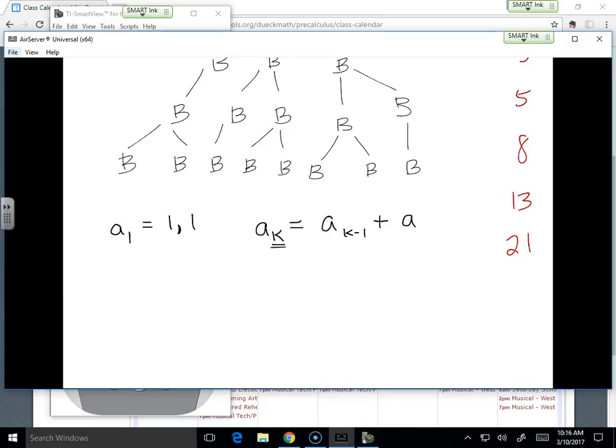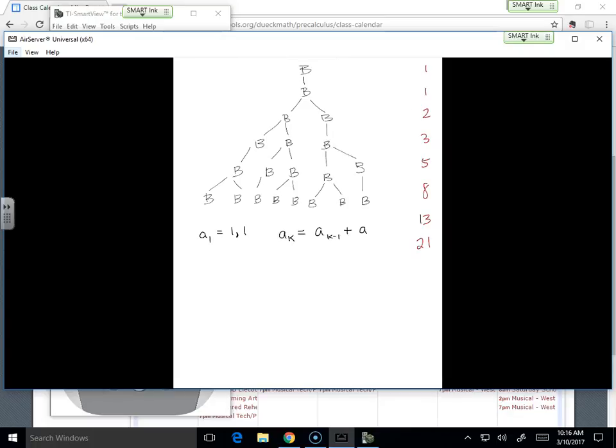But do I just go back 1? No. If I was trying to find A sub 3, I would need to go back and add A sub 1 plus A sub 2, right? So this would get me A sub 2. How do I get A sub 1? How do I go 2 places back? K minus 2. Let's see if we get Fibonacci in our calculator.